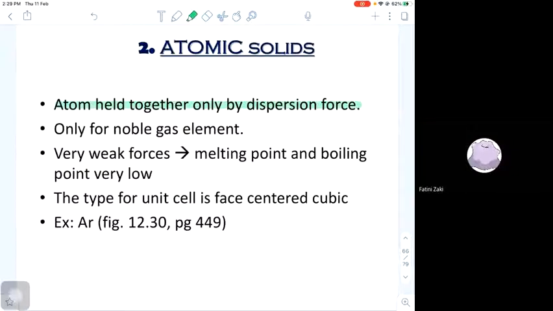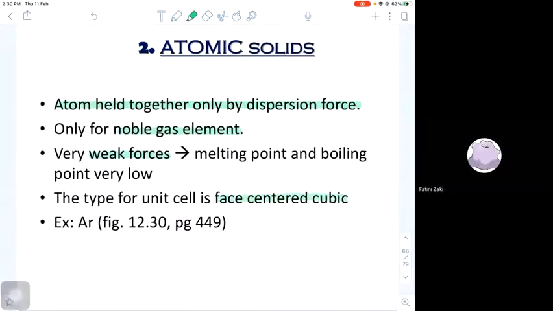So for these atoms, for example, group 18, the noble gases, they exist as atoms. So when they exist as atoms, the force that attracts them together, that holds them together, is only London dispersion force, and we know that this is a weak force. That is why the melting point and the boiling point of the atomic solids, most of them, are very low, except for the large atoms. And then the type of unit cell for this atomic solid is the face-centered cube.